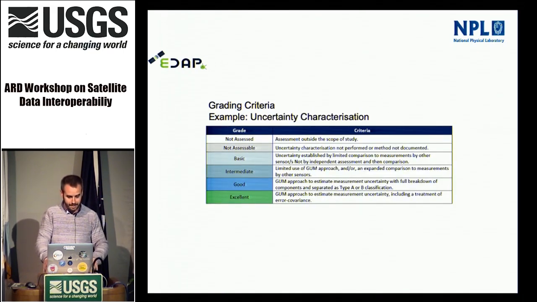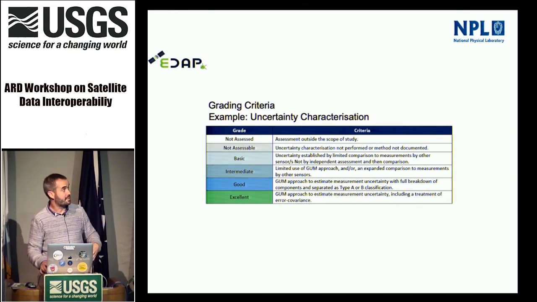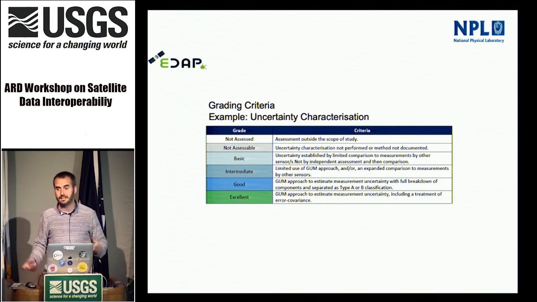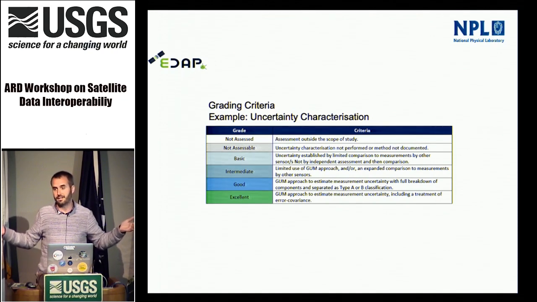I want to be quicker because I'm already running late. Another example would be uncertainty characterization, which for most of the missions would be basic, I would say, or not accessible. In the case of basic, what could that be? For example, a mission providing a reference of, let's say, our uncertainty is better than 5%. So that would be a basic assessment.